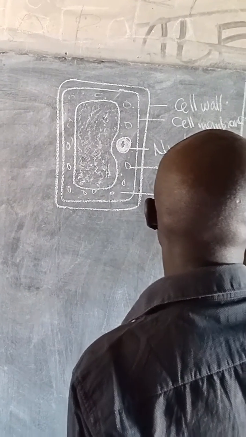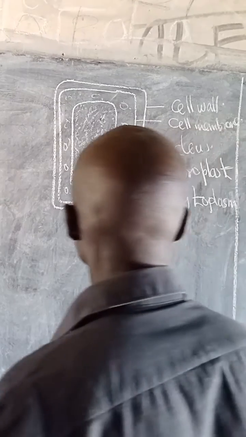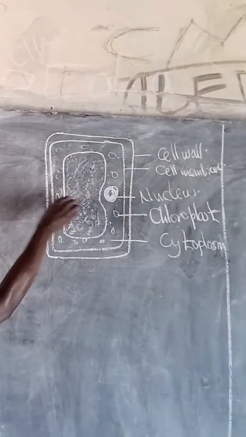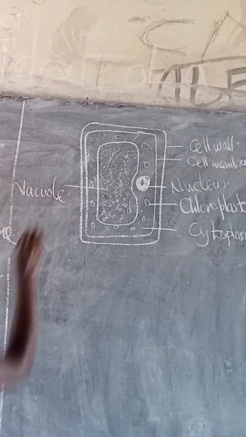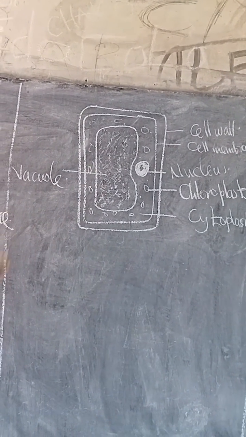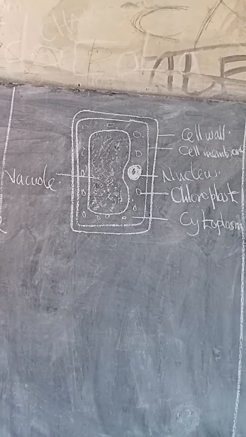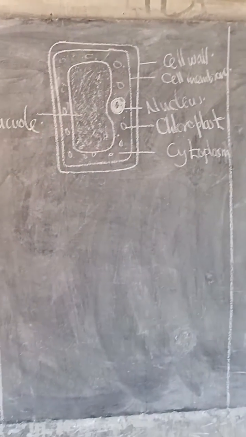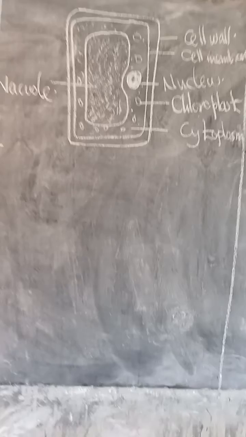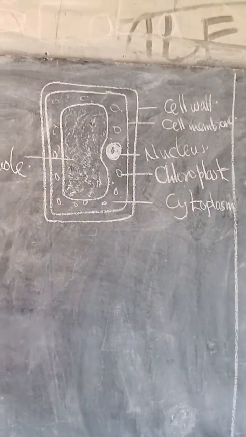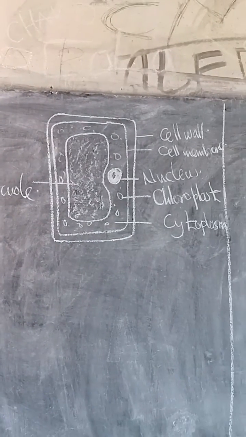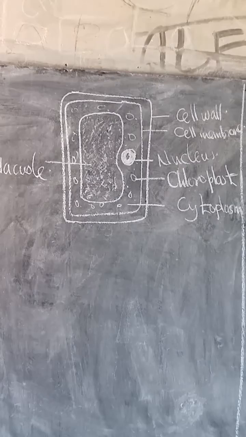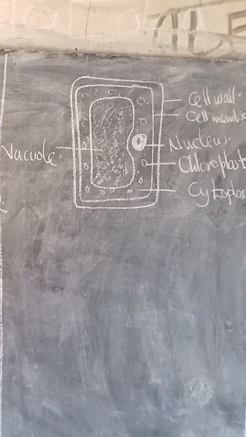Cytoplasm of the cell can also be seen under light microscope. Then another thing that we can see is the vacuole of the cell. These are some of the structures that we can see in the plant cell when we use light microscope. But now, when we look at the two cells, the animal cell and the plant cell, the structures or the organelles that we can see under light microscope do differ. We see more in the plant cell than in the animal cell.